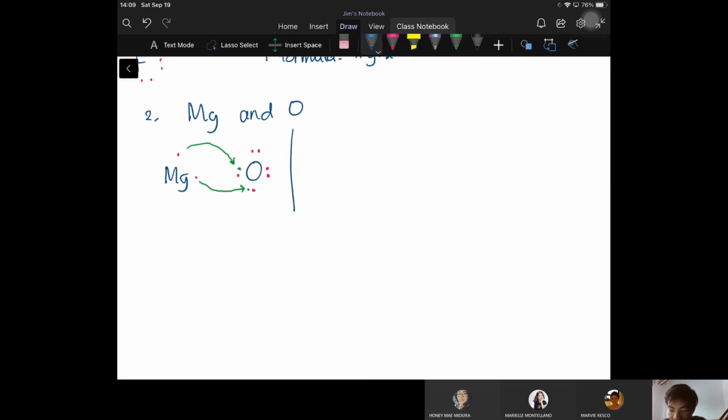So what we will have in the end is yung magnesium na walang dots. So magiging 2 plus siya. Then yung oxygen na may 8 dots, 2 of which ay from magnesium na. Ang charge niya ay negative 2. Okay, so the formula is MgO. Ito yung reason then why we reduce the subscript pag nag-criss-cross.